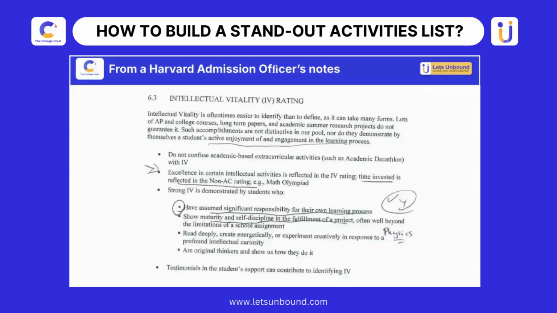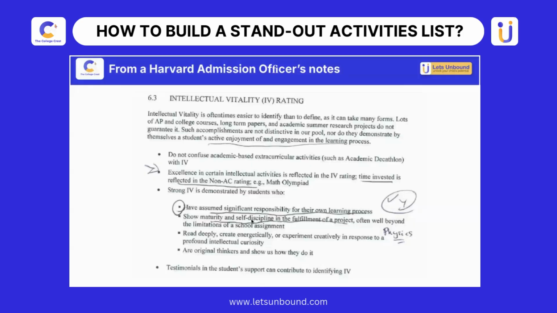And at the same time, just by doing a lot of activities doesn't show enjoyment and engagement. And that's the part where I've been constantly pushing, that you need to be giving a lot of time. You need to be giving a lot of engagement to this, starting these activities as early as grade 9, 10 if possible, so you could show that active enjoyment and engagement in the learning process. You need to show someone who has assumed significant responsibility for their own learning process, showing maturity and self-discipline in fulfillment of a project, often well beyond the limitations of a school assignment.